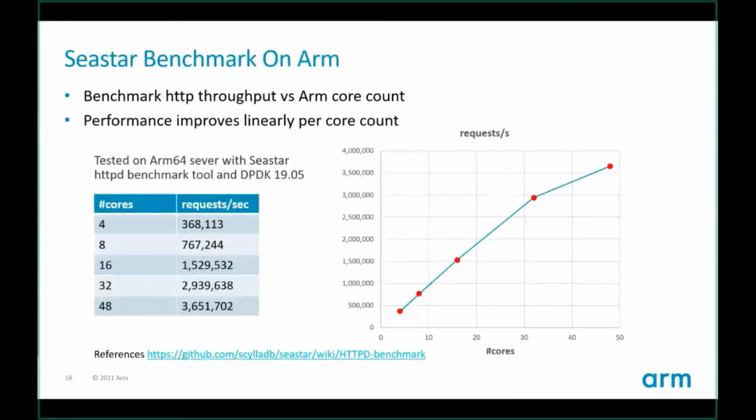This is the Seastar HTTP benchmark on ARM servers. We can see that the performance scales up almost linearly with the addition of CPU cores. But actually, we haven't verified and benchmarked Seastar on ARM servers yet. We will do this later, and see how the performance is.